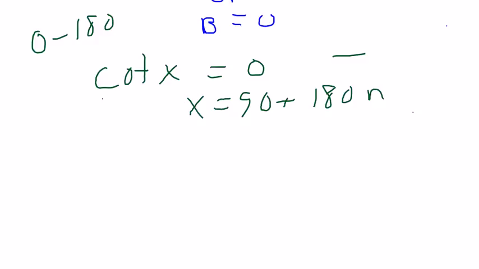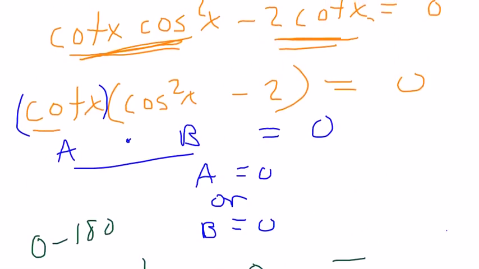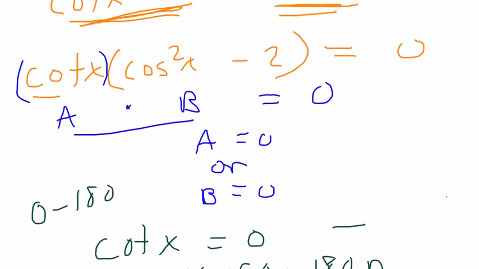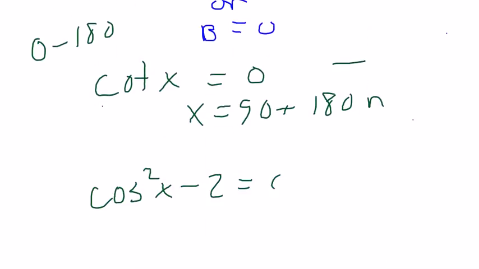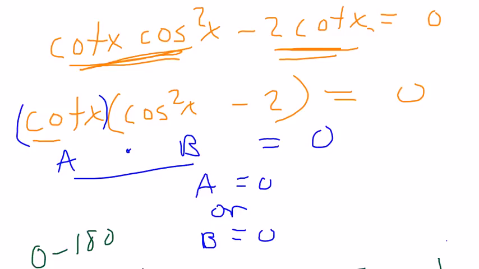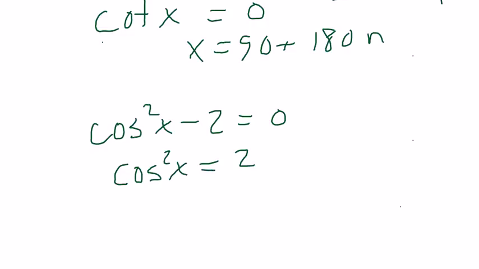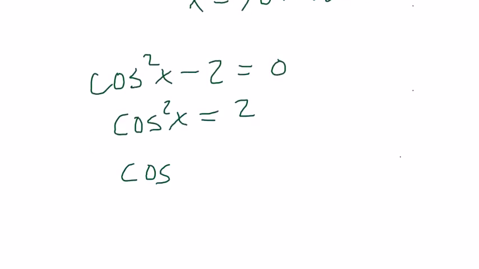The other answer would be when cosine squared minus 2 equals 0. So this would be the B part up here. When this equals 0, well, if cosine squared minus 2 equals 0, this would mean that cosine squared equals 2. This would mean that cosine of x then would equal plus or minus the square root of 2.